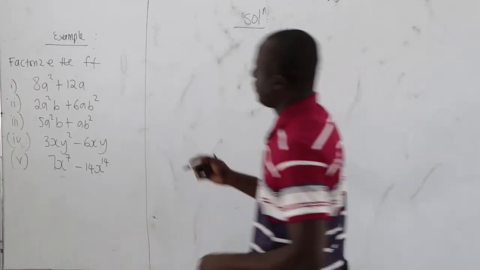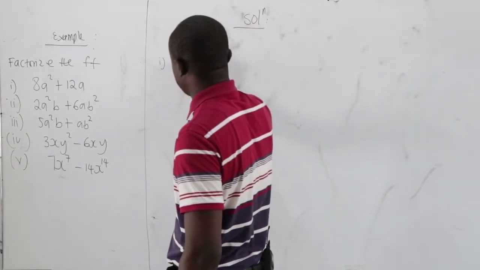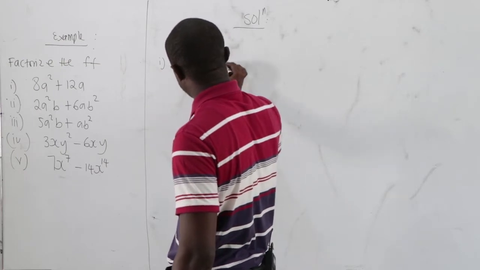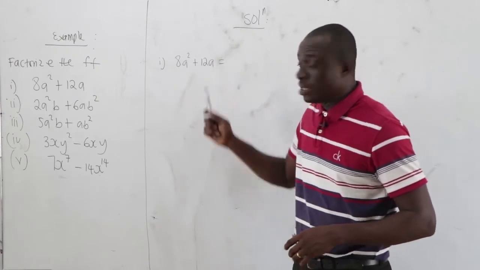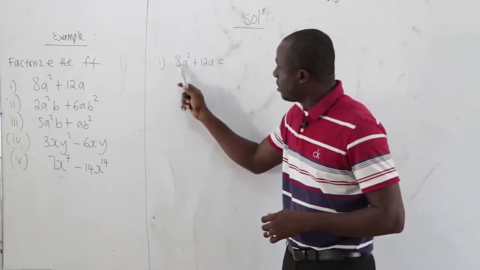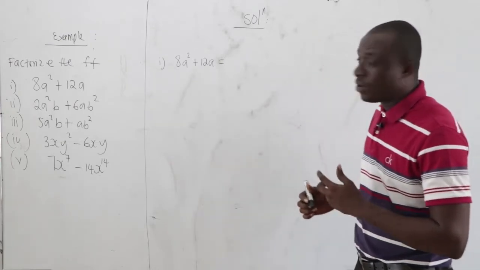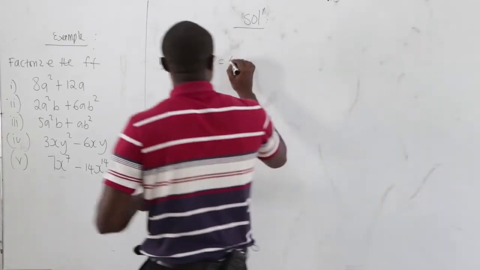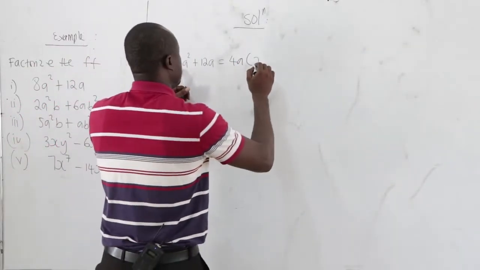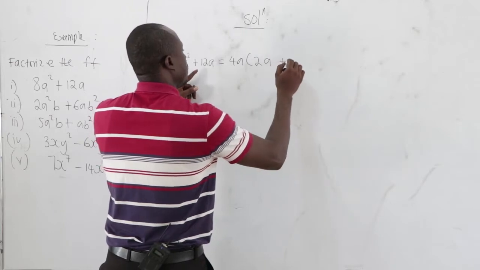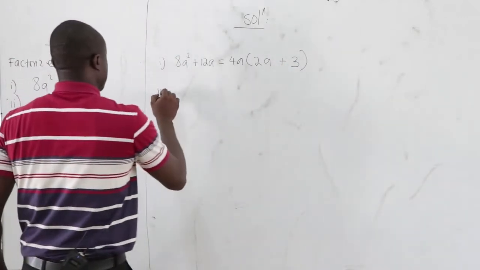Now let's see this example. Factor the following. The first one, we have 8a squared plus 12a. Here, clearly we have a squared and a, so we can get a out. Now 8 and 12, so clearly we can get 4 as a common factor out. So we have 4a out. Now 4 times 2a will give us 8a squared, and then 4 times 3. So we factorize it.